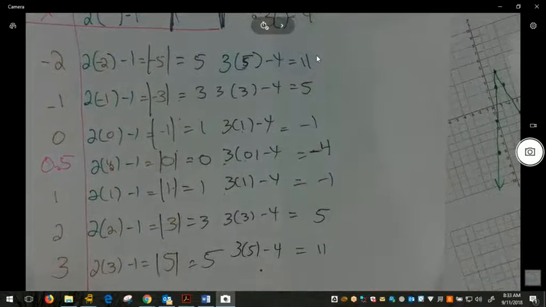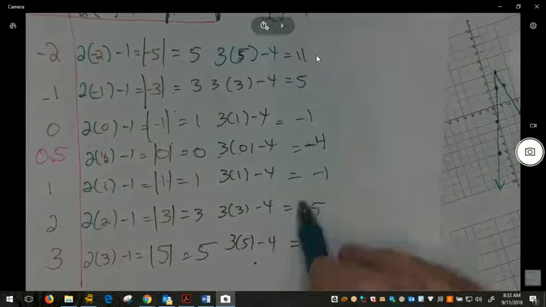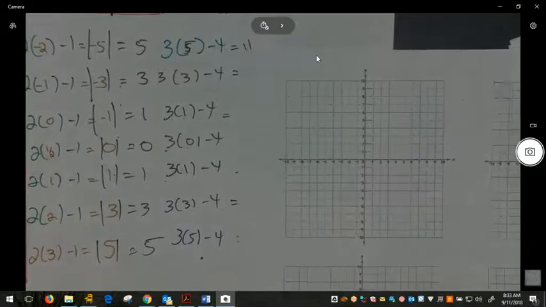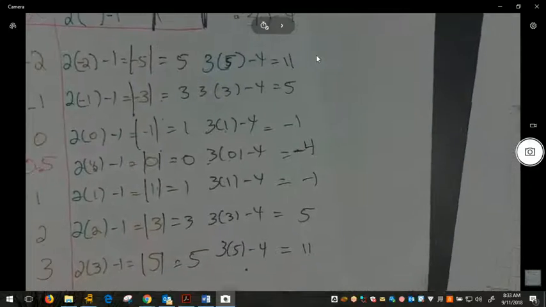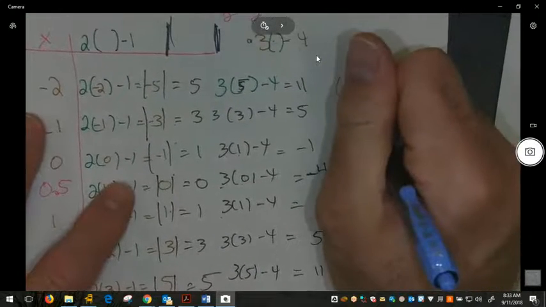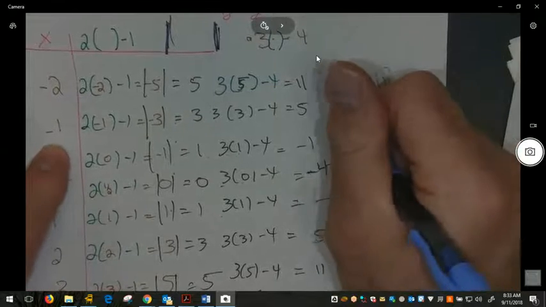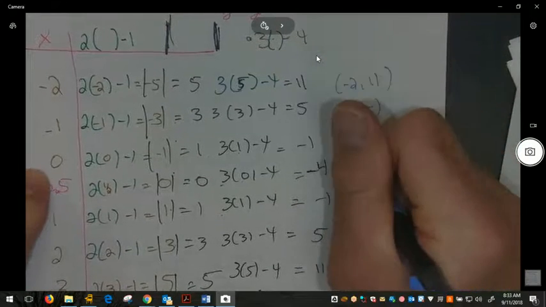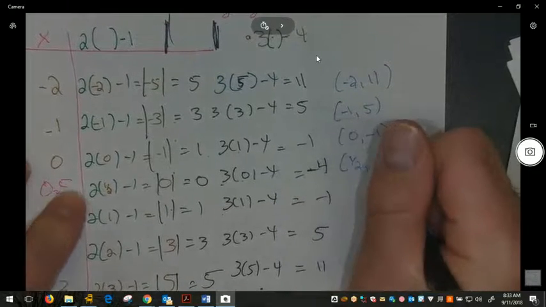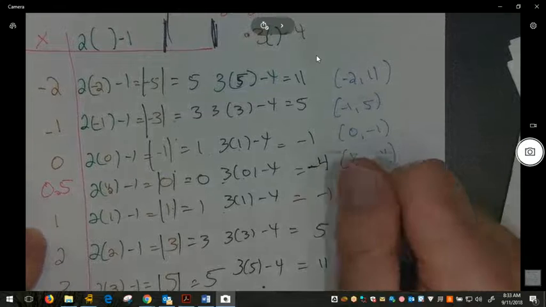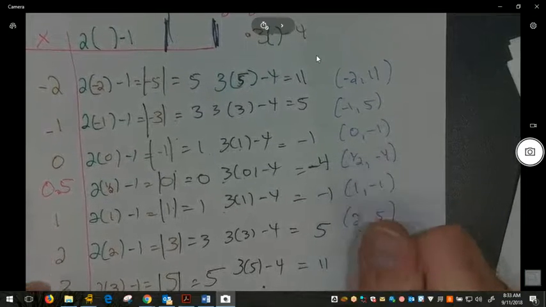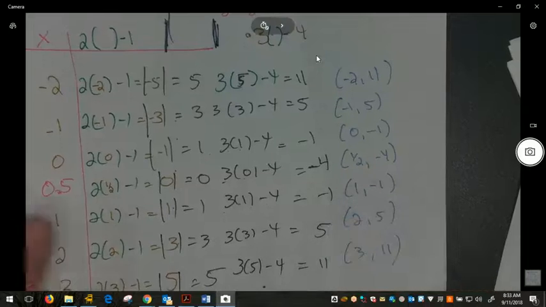I won't be able to graph all of these because my graph paper doesn't go to 11. I suppose I could put an extra tick mark on it if I wanted to. So on my graph paper, I'm going to plot the following ordered pairs: -2, 11, if it'll fit, -1, 5, 0, -1, 1/2 or 0.5, -4, 1, -1, 2, 5, and 3, 11.